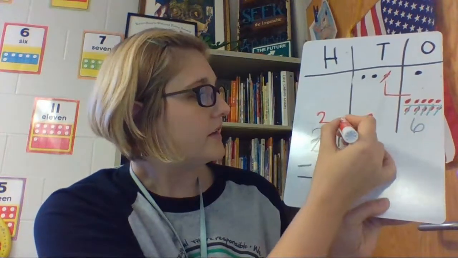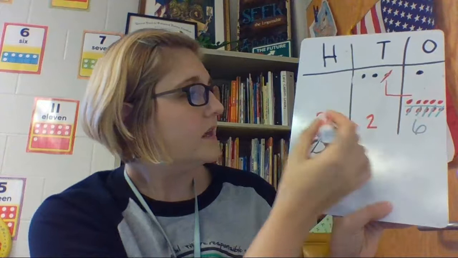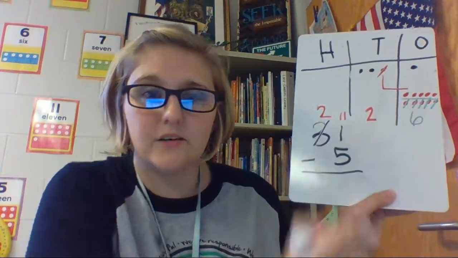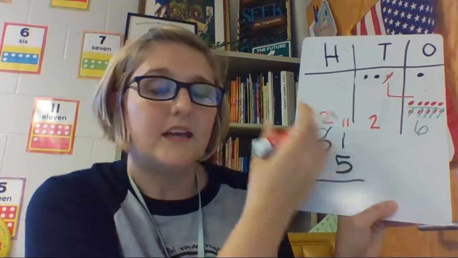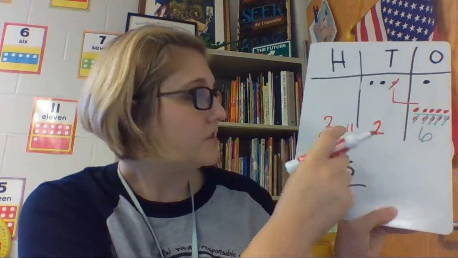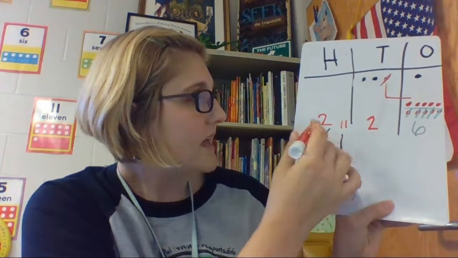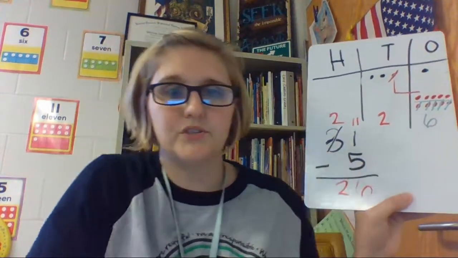So like I said earlier, 2 tens and 11 ones, that is still equivalent to 31. It's just showing it in a different way. So now I can do 11 minus 5, that gives me 6, and 2 minus 0 equals 2.